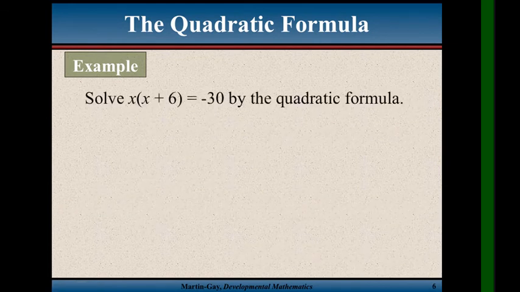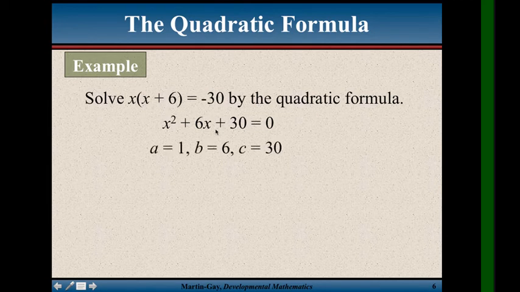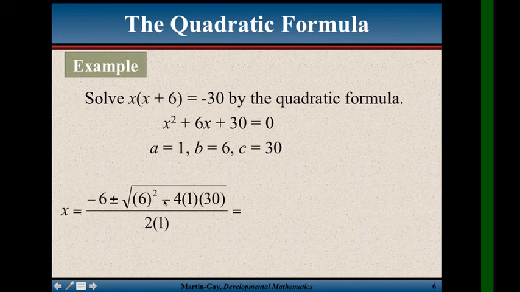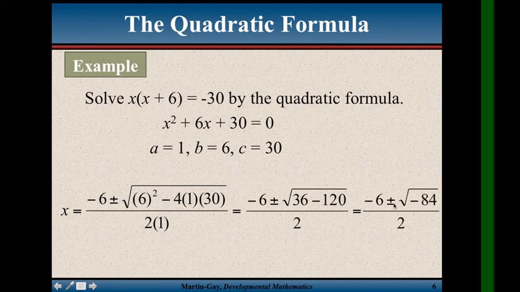Another, solve for x, the quantity x plus 6 equals negative 30 by quadratic formula. First, we need to solve for this. So we have x squared plus 6x, because x times x is x squared, x times 6 is 6x, and then transpose negative 30 becomes positive 30. For the a, we have 1, b is 6, c is 30. So using quadratic formula, just substitute the given. And then 36 minus 120 is negative 84.